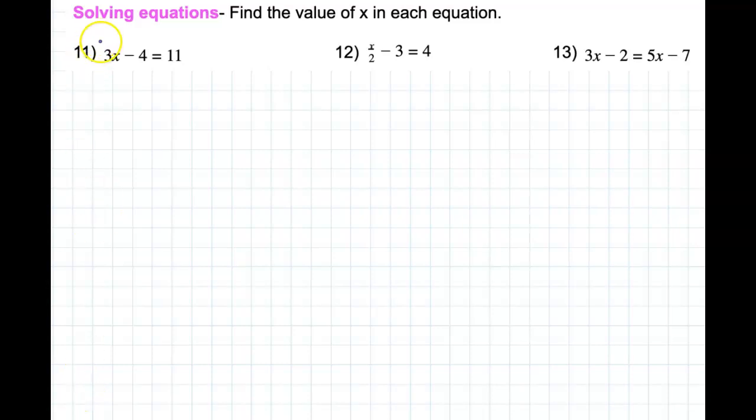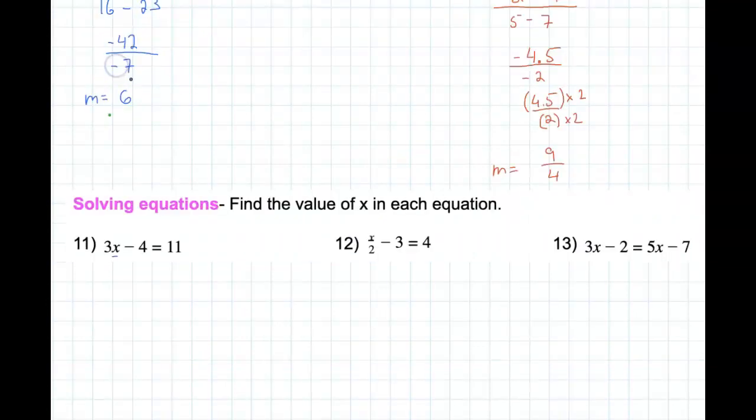All right, solving. I love solving. Think of it as like unwrapping a gift. So we need to undo all the operations that are around this x value here, right?